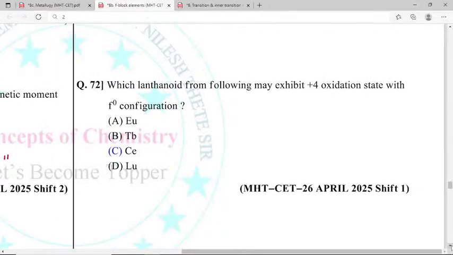Lanthanide contraction. Which lanthanide from the following has a plus 4 oxidation state with 4f0? Cerium. So cerium plus 4 is 4f0.